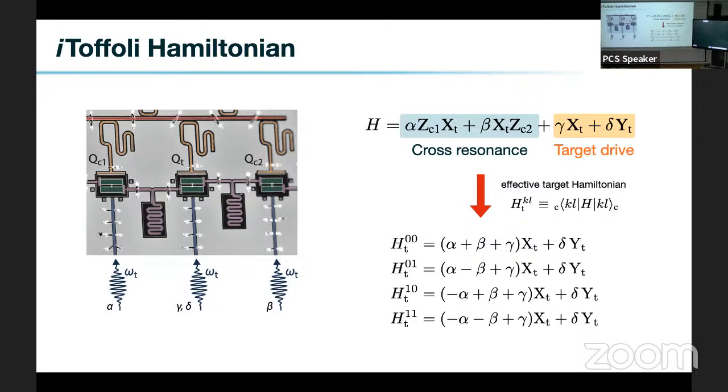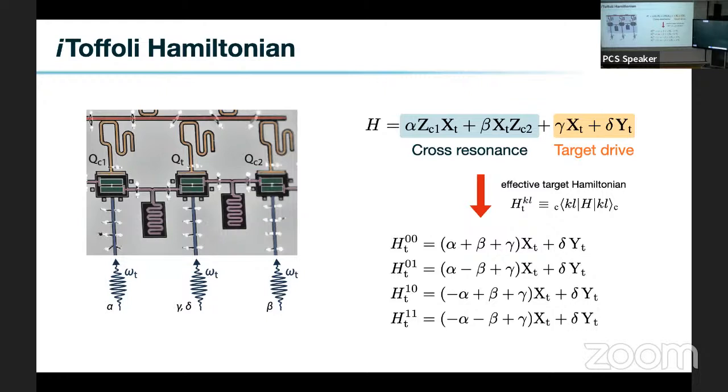Can I ask a question? Can you please comment on the resonance of frequencies of the control qubits? Is it that far from the omega t? So basically, each qubit is detuned by about 100 megahertz, and their own frequencies are 5.1 gigahertz, 5.2 gigahertz, and 5.3 gigahertz. And I drive the qubit at 5.2 gigahertz to make a cross-resonance effect and on-resonance driving for all qubits.